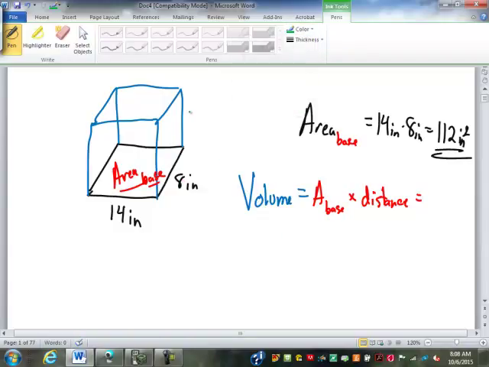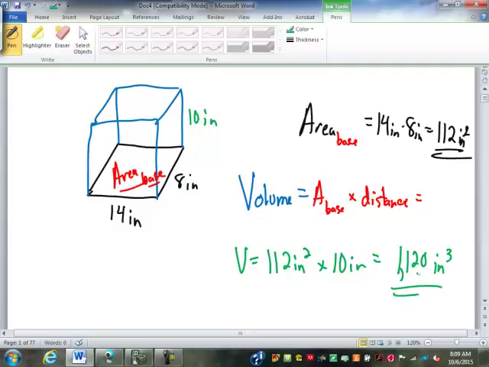So for this, let's say that this is 10 inches that it moves here. So the volume is that area of the base, 112 inches squared, times that 10 inches that it moved, or 1,120 inches squared times inches is inches to the third, or inches cubed, cubic inches.